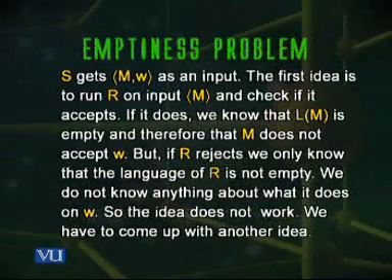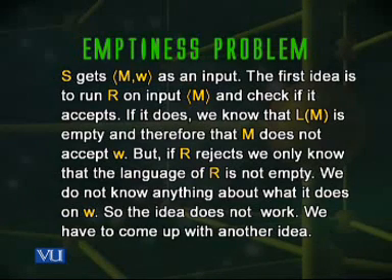Well, let's try a naive idea. What we can do is, S gets a pair M, W and has to decide if M accepts W. So what S can do is run R on M. Now if R accepts M, that would mean the language of M is empty, so surely W is not accepted by M. Hence, in this case, S can simply reject the pair M, W. However, if R rejects M, then S knows that M accepts some strings but doesn't know whether it accepts W or not. So this idea doesn't seem to work.